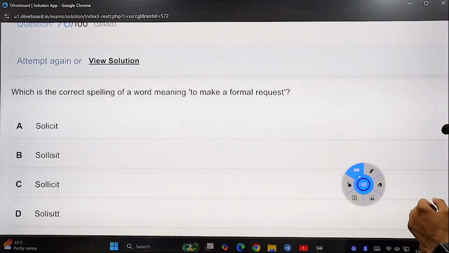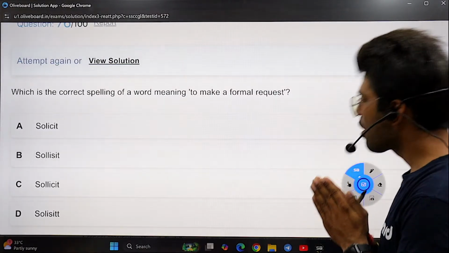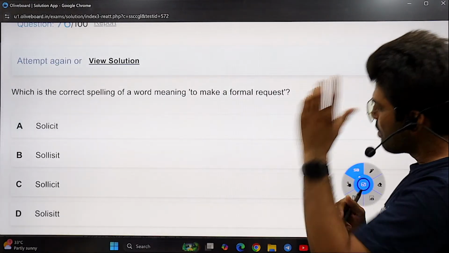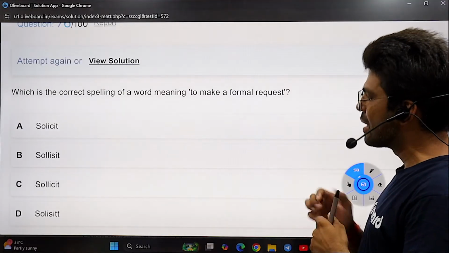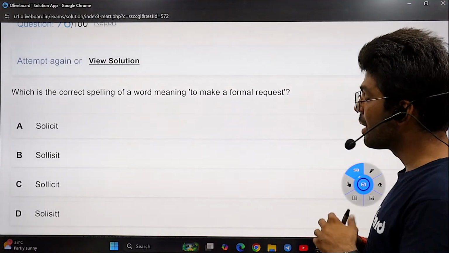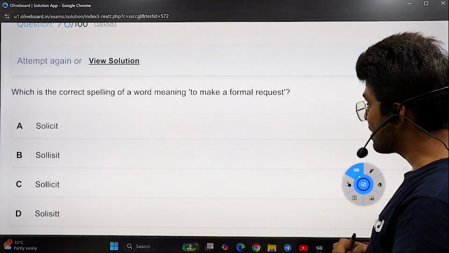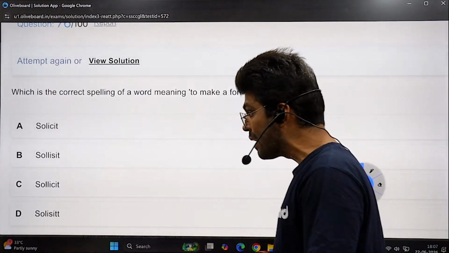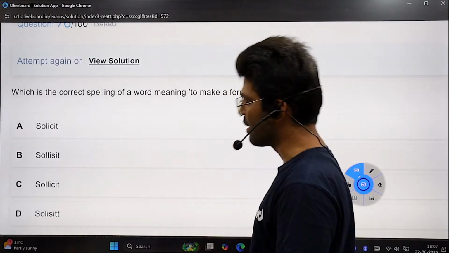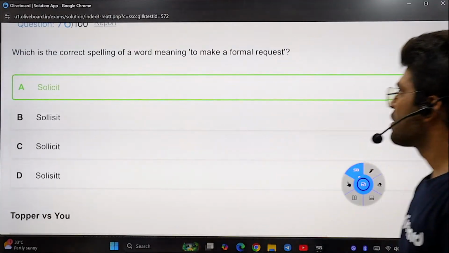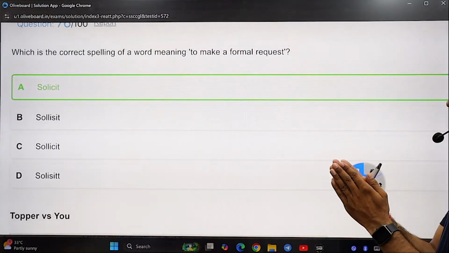So what's the spelling of the word to make a formal request? I'm sure you have heard solicitor or solicitor general. Solicit makes sense, the first one, no S in between C, no double L either, no double T either. Solicit, which is to make a formal request.